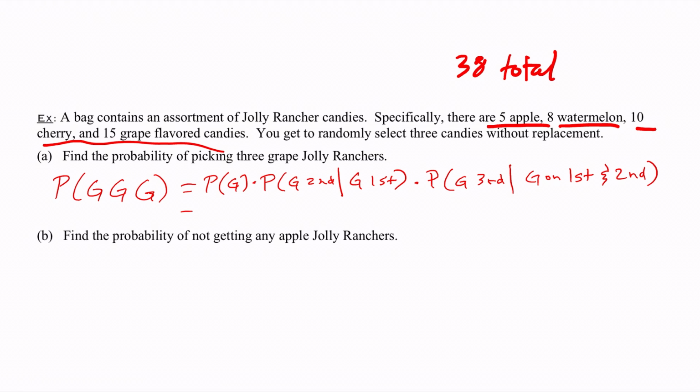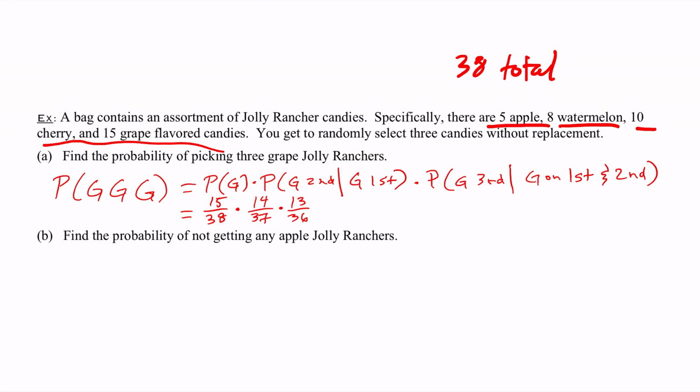Okay, so looking at this, we know that there were 15 grapes in the whole bag. So we have a 15 over 38 probability of getting a grape on the first one. But now when I go to pick the second one, there's going to be 1 fewer grape and 1 fewer Jolly Rancher altogether. So 14 over 37 for the second one. And then again, assuming that we got a grape on the first and second, we'll have 13 grape left and 36 altogether.